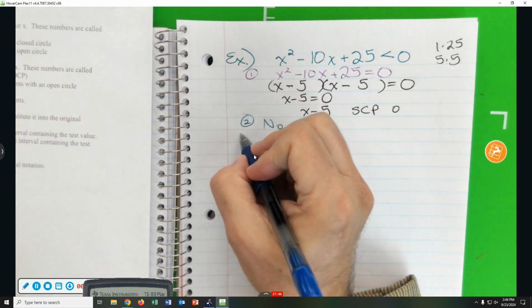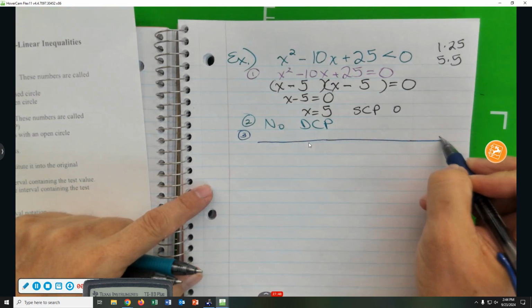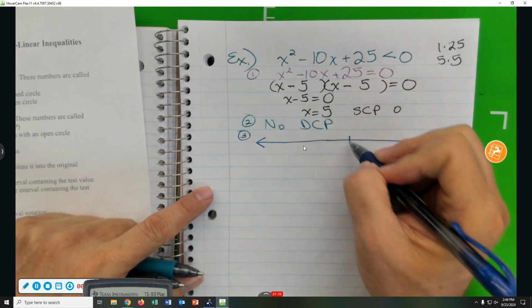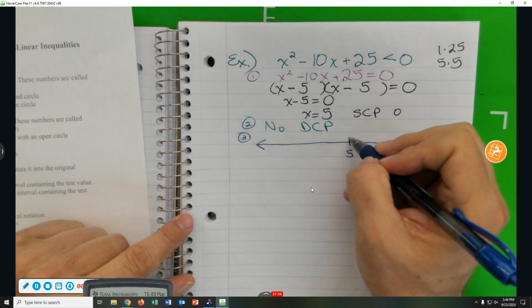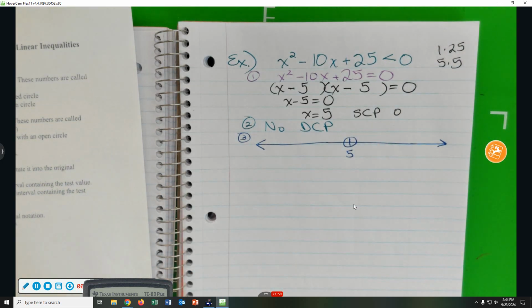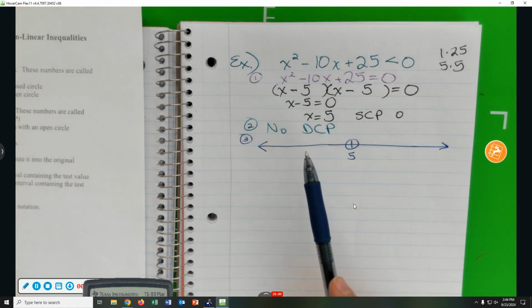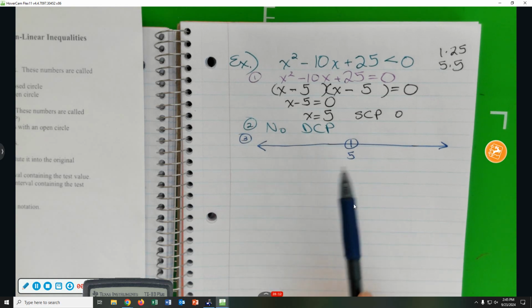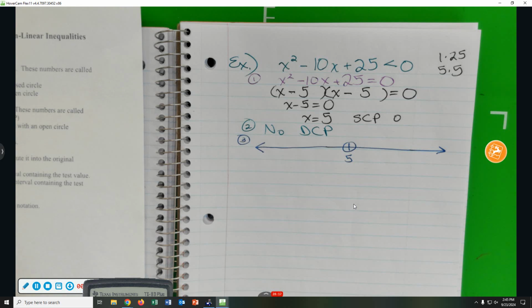Third step, we draw our number line and label the cut point. There's only one cut point. The cut point is 5, and we said it was going to be an open circle. Step number 4, we have to check intervals, but since there were repeated factors, we can't assume an alternating pattern. We have to check each interval individually. We need a number to the left of 5. What's an easy number to plug in?